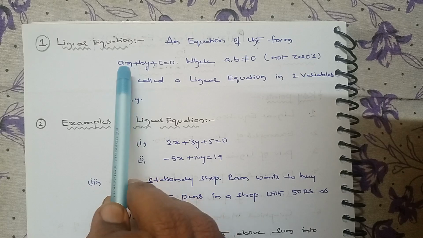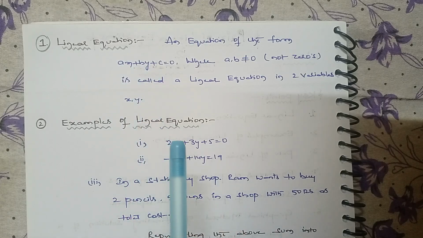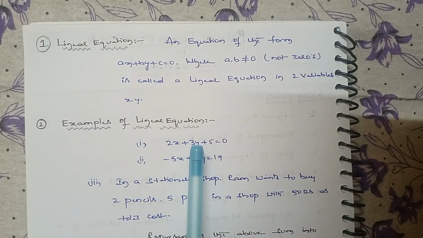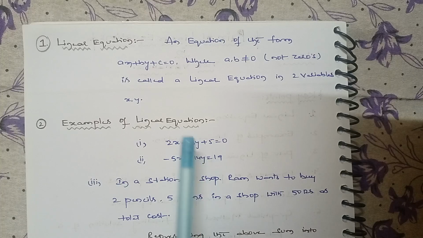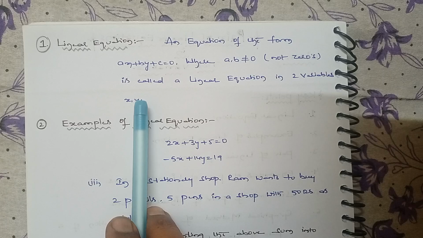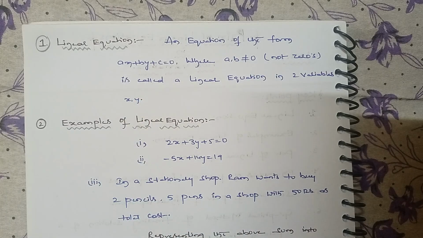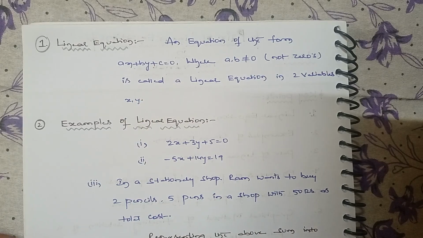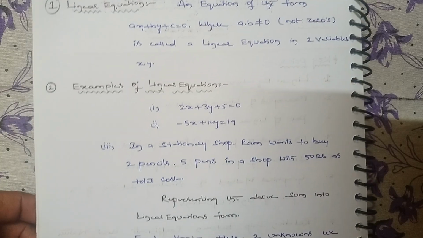So here we are talking about x and y. So those are the variables. Suppose if you are talking about a single variable, it is called linear equation in single variable, ax plus b equal to 0. Okay, here we are talking about two variables, that is x comma y. Okay, we call it linear equation in two variables. Okay, understood?